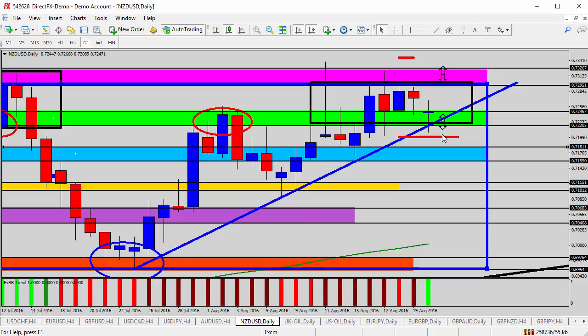So sellers, let's talk about the sellers first. Sellers are looking at the pink zone, and under the green zone is opportunities to go short. Buyers, of course, are very interested in this green shaded area today, right around 72.45, 72.20 for the New Zealand dollar this first part of the week.